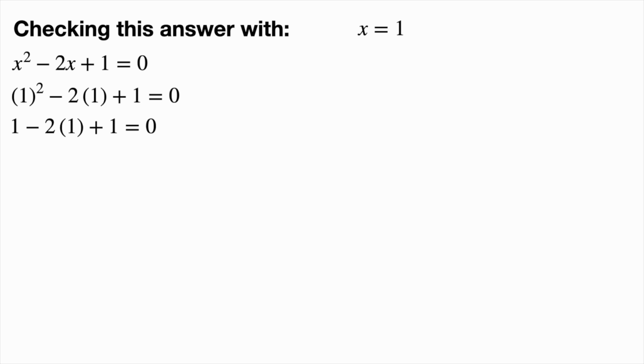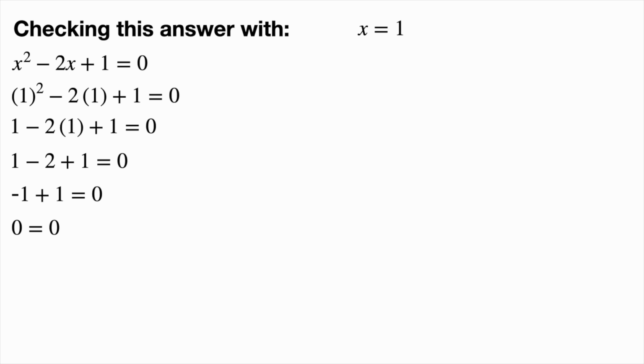Again, using PEMDAS, the order of operations, we will do multiplication, where we have -2 times 1 equals -2. Now we'll do 1 minus 2 equals -1. Next, we will do -1 plus 1 equals 0 to get our answer of 0 equals 0.